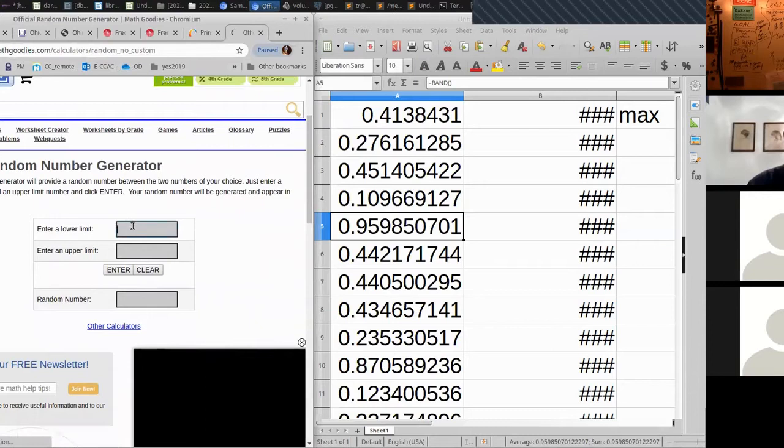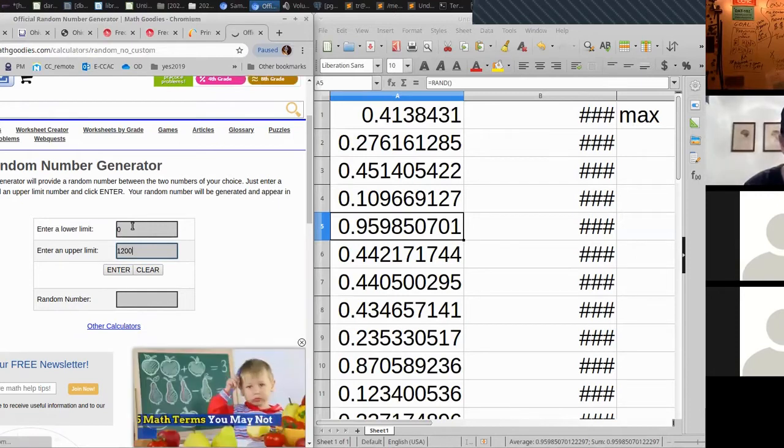So if I said, okay, I'm going to have it choose me a hop between 1, and I'm going to go a little bit over 1,000. Oh, this site is terrible with all the ads. I can't deal with the ads.